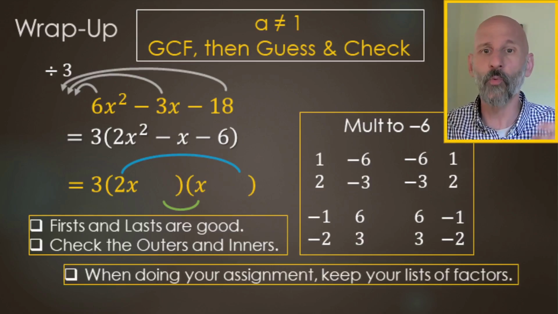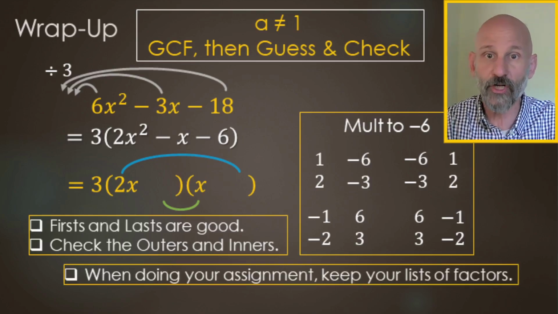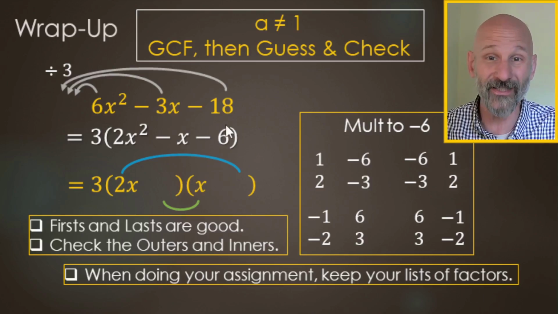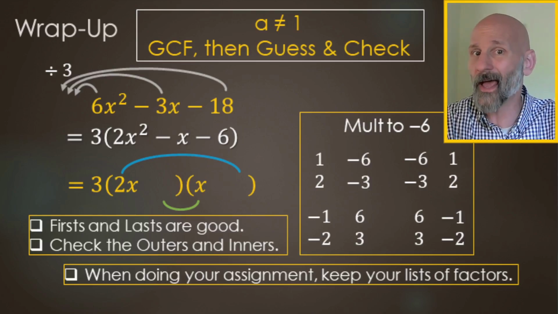Now, quick note, when you're doing these and you're making lists, or you just copy them straight off the video in your notebook, keep them in your notebook. That way, the next time you have a -6 for your c term, you already have the list made. You can just start making guesses like what we did on the last segment, okay?